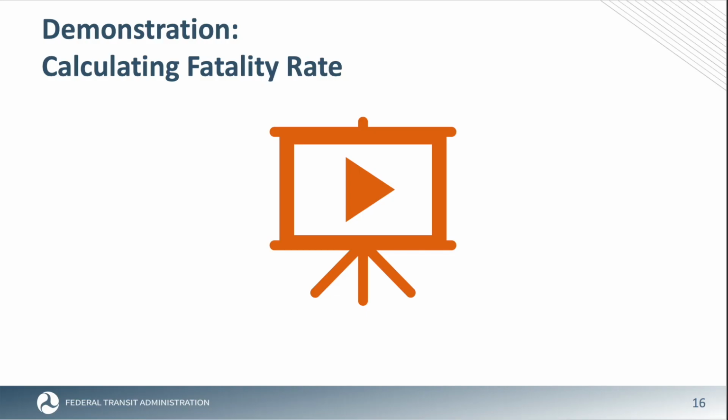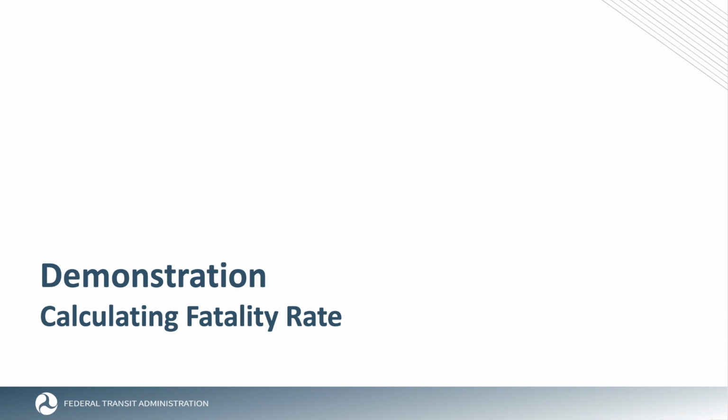Now that we've seen how to find a national total, let's look at another demonstration on how we could calculate a national fatality rate. We just explored how to find the number of fatalities by year, by mode. Your agency may also be interested in finding the rate of fatalities. For example, agencies may want to know the rate of fatalities in 2020 per 1 million vehicle revenue miles, or VRM, reported for the bus mode. To calculate the rate per 1 million VRM, we will need information about ridership reported in calendar year 2020.